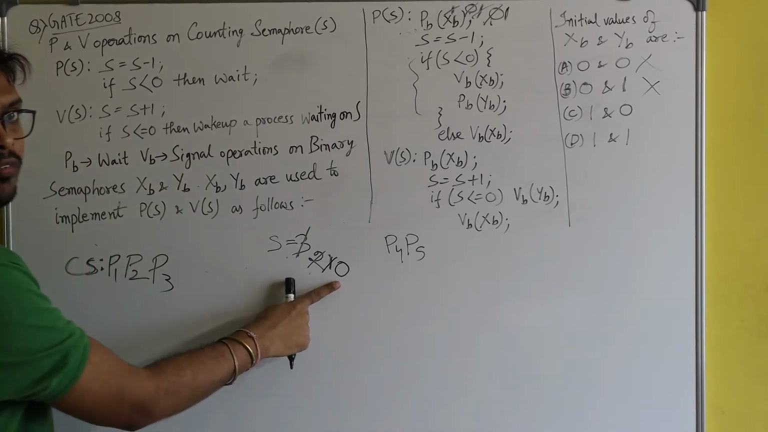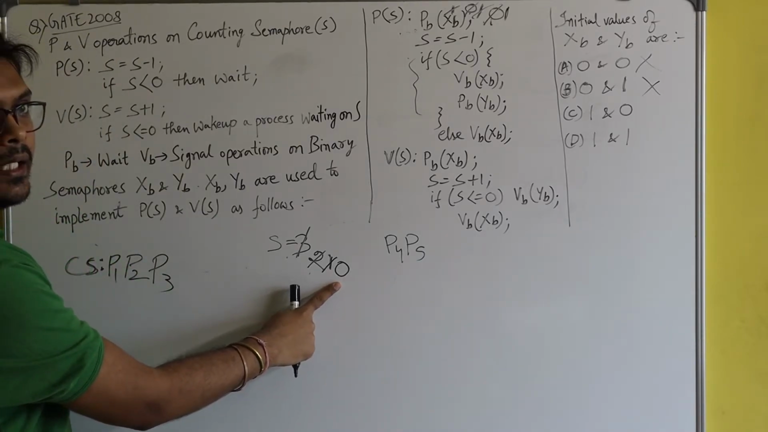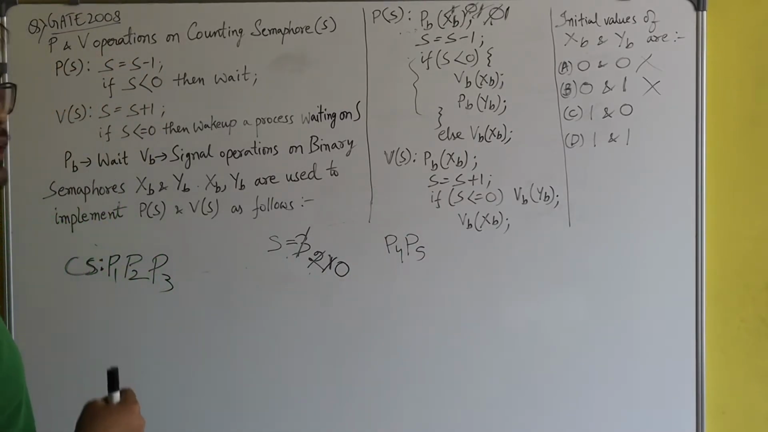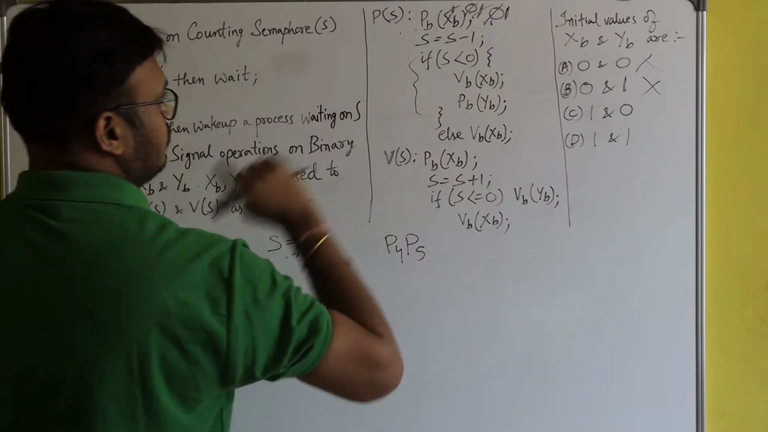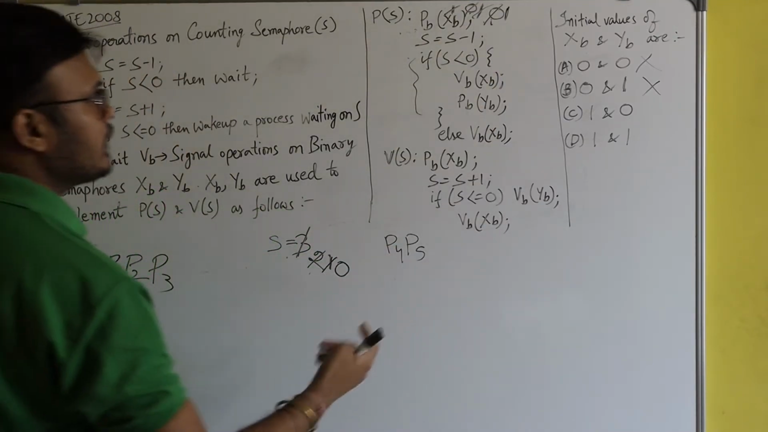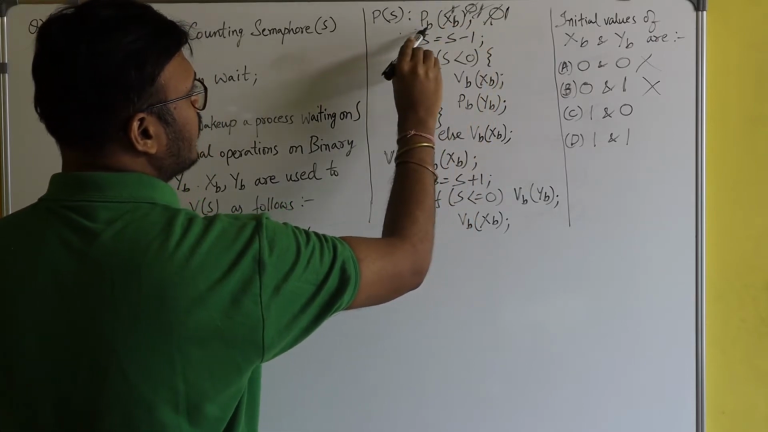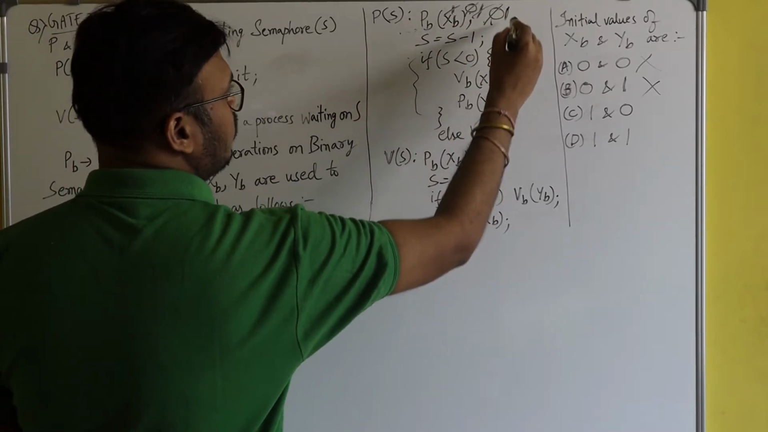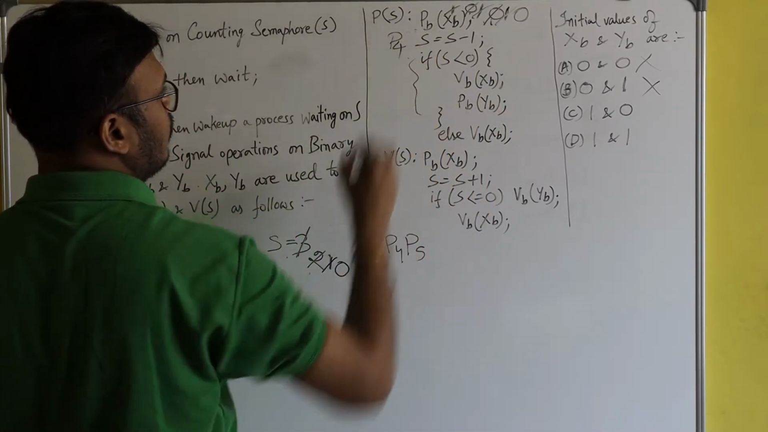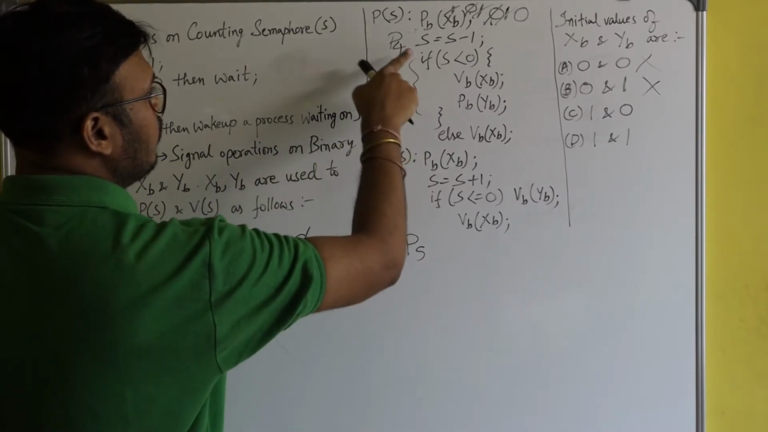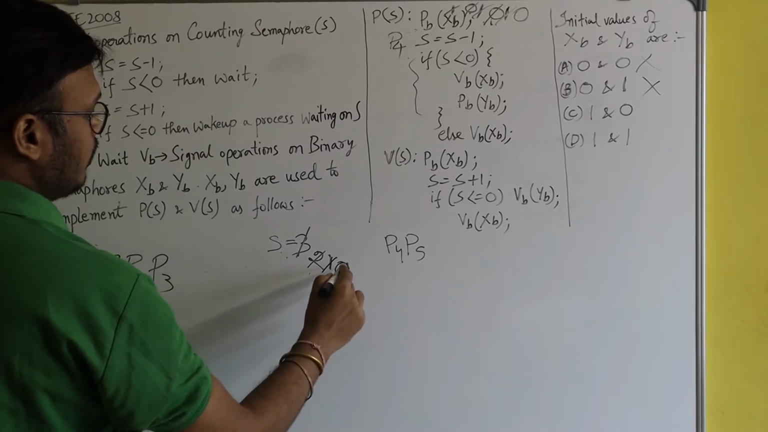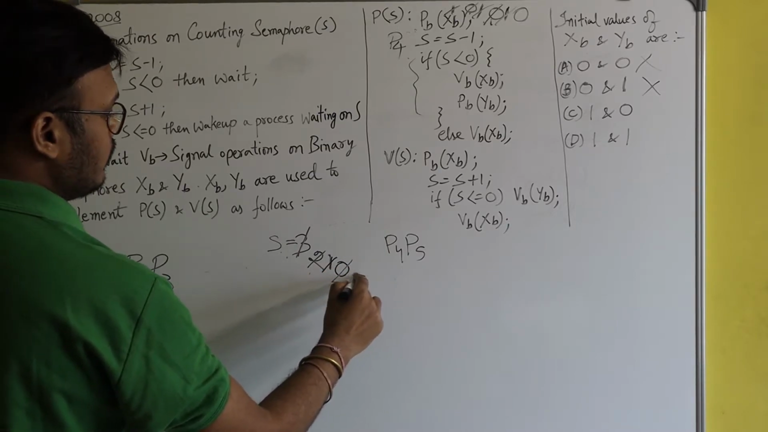Now the value of S is 0, so no more process can enter inside the critical section. Suppose P4 tries to enter inside the critical section, let's see what will happen. P4 will execute this line, and the value of XB is 1, so definitely P4 will succeed. By executing this PB operation on XB, P4 will make it 0. Now P4 will come here and execute this line S is equal to S minus 1. The value of the semaphore was 0, so now it will become minus 1.